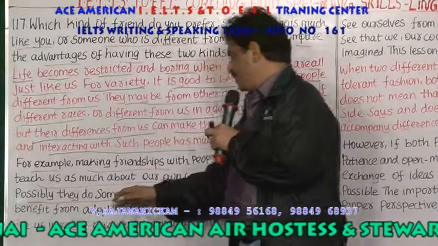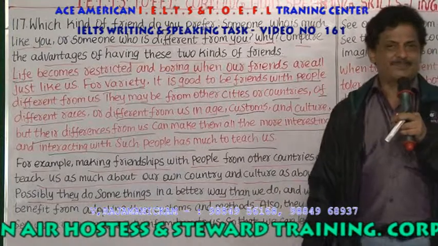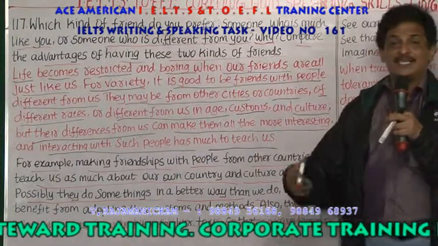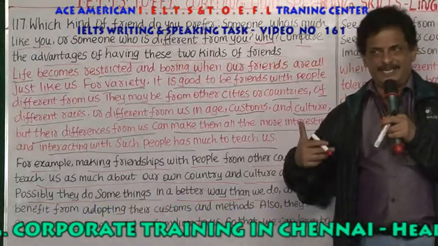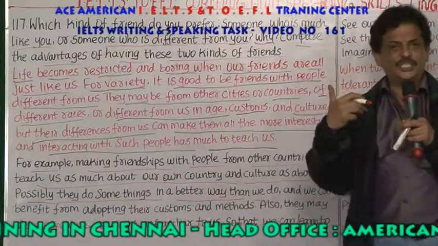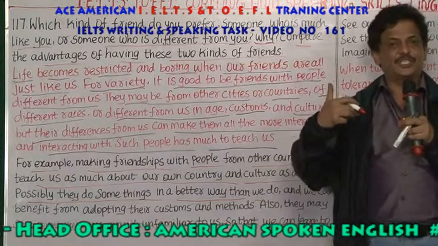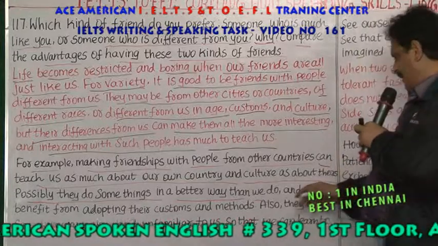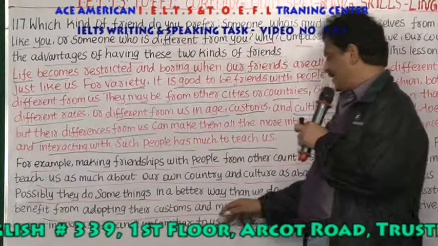Possibly, they do some things in a better way than we do. Maybe when you have a friend in Japan, what is the speciality of the Japanese? They try to protect their customs and culture. They are very traditional, even though scientifically they are well advanced. They live in a traditional way. So you can learn their tradition, and we can benefit from adapting their customs and methods.